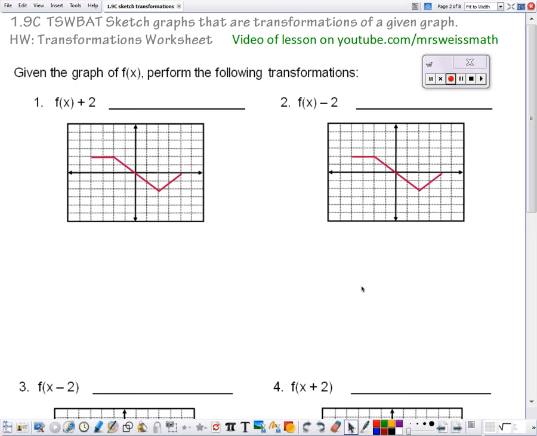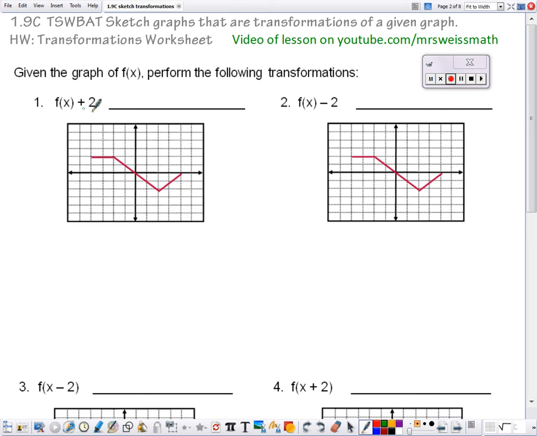Okay, find this page in your packet. We are going to practice sketching transformations for these graphs. All of these graphs are the same to start. So we have to state the transformation and then actually show that on our picture.